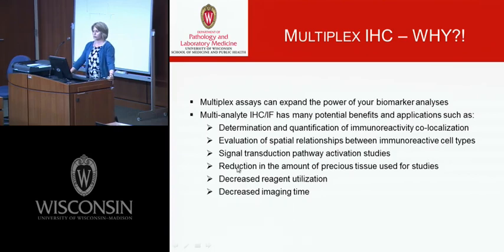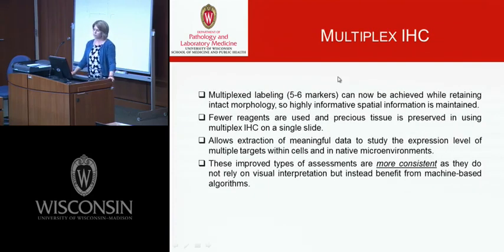Most importantly, you're reducing the amount of tissue that you're using for these studies by performing multiplex studies. You're decreasing the amount of reagent. And for those of us that are interested in imaging modalities, you're decreasing the time that you're spending at the microscope and at the computer. At present, with the software and the equipment that we have, we can multiplex approximately 5 to 6 biomarkers in one tissue fragment, and we are able to keep intact morphology, giving us very important spatial information.